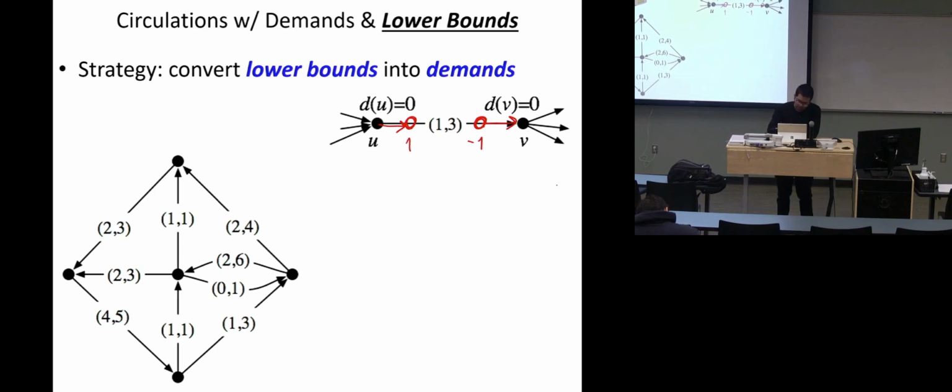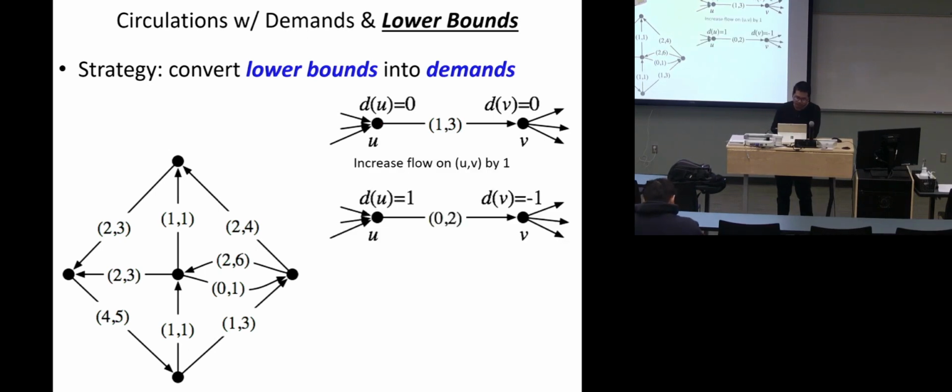What I'm going to do is similar to this idea, except that I don't even introduce any new nodes. I just set the demand of this one to be -1, and set the demand of this one to be 1.